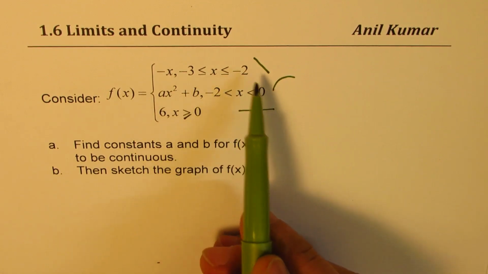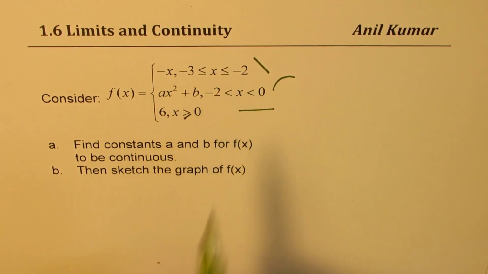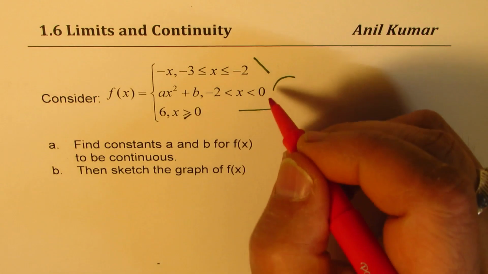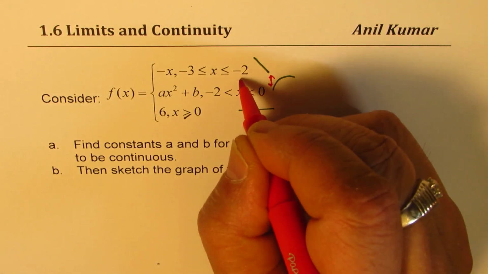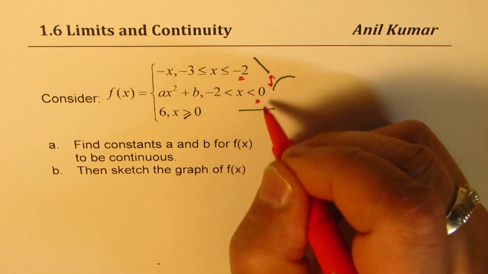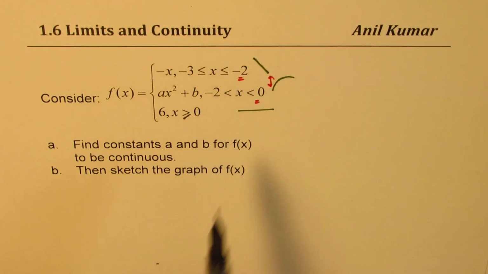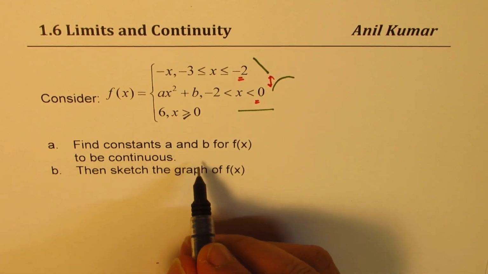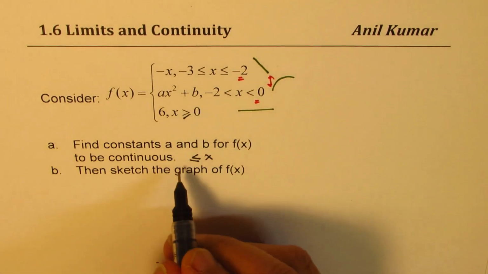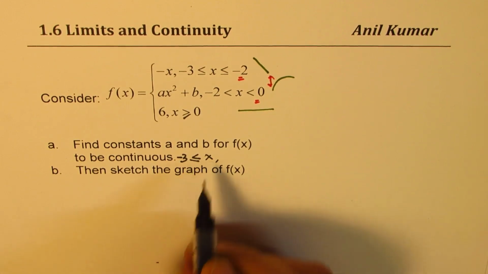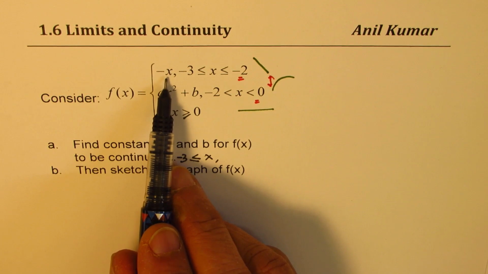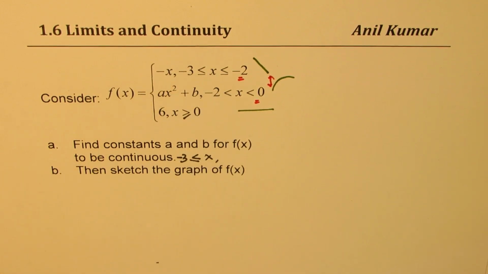Now all the three functions are continuous in their given domains, right? But we need to figure out whether the points where they are trying to meet, so these points, which is minus 2 and 0, do they overlap? If they do, then the function is continuous. Correct? That's what it is. Now from this question, we also should write that it should be continuous when x is greater than or equal to minus 3, right? So that is kind of important to understand, since the first part is only relevant for x greater than minus 3.